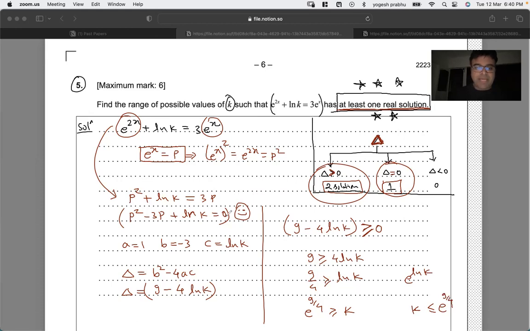And also, when you have ln k, right, you cannot take natural log of numbers less than 0. So this has to be greater than 0 as well. So the range of values of k is going to be from 0 all the way up to e to the power 9 by 4. That's the final answer. Well, find the range of possible values. Done.